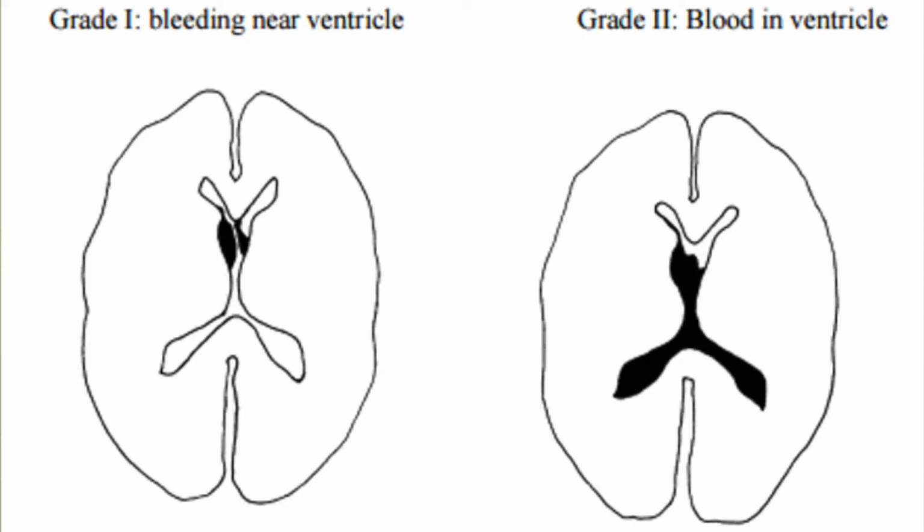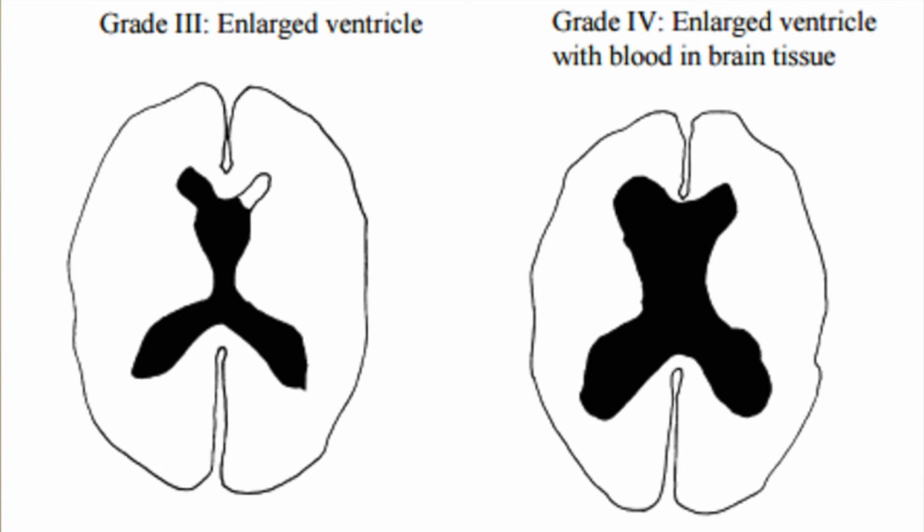And IVH is diagnosed and then graded on a scale from 1 to 4. So a grade 1 bleed is bleeding near the ventricles within the brain. A grade 2 is bleeding in the ventricles. A grade 3 is enlargement of the ventricles from the excessive bleeding. And then a grade 4 is bleeding that extends out of the ventricles and into surrounding brain tissue.